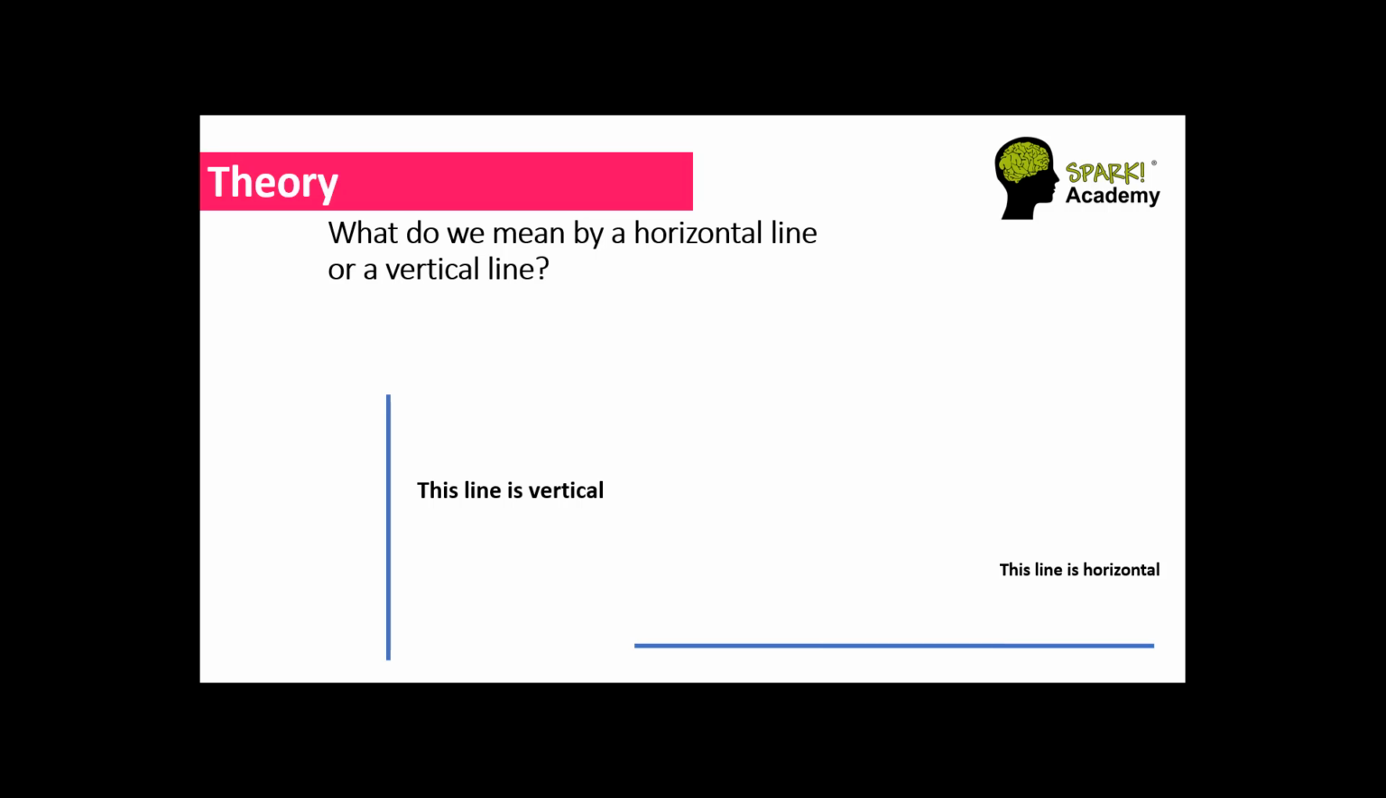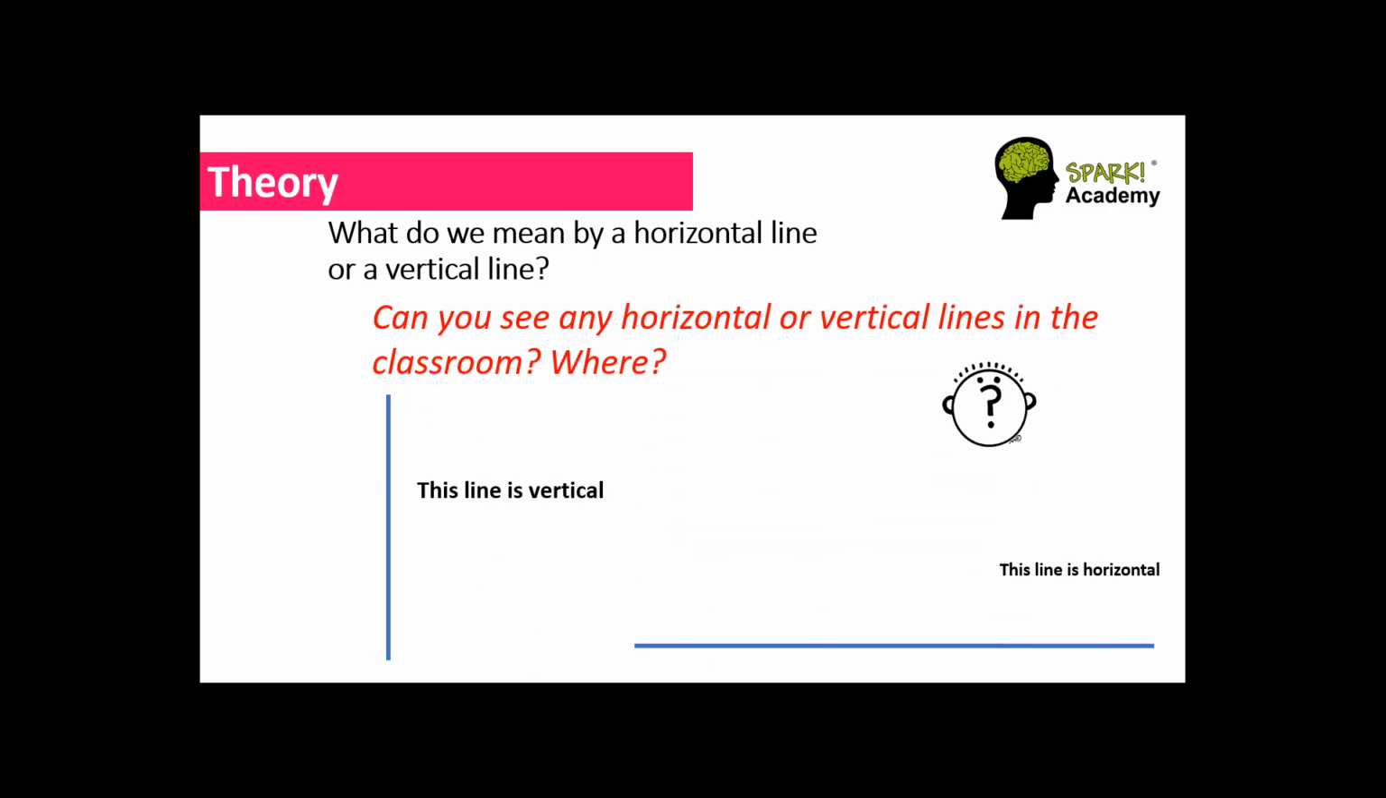So what do we mean by a horizontal line or a vertical line? So this line is vertical and this line is horizontal. Can you see any horizontal lines? Think about horizontal lines or vertical lines around at home. Have a look around, see what you can see.